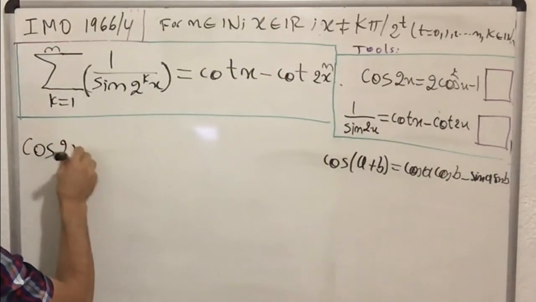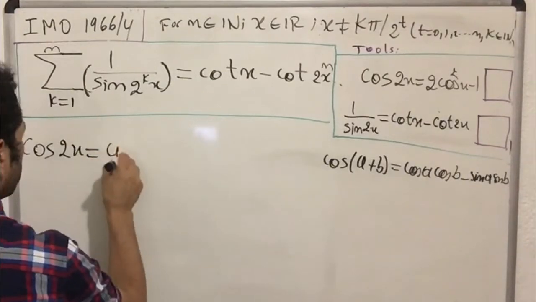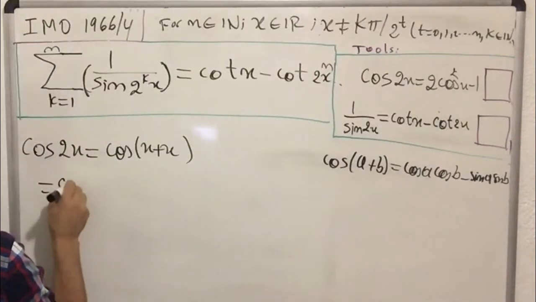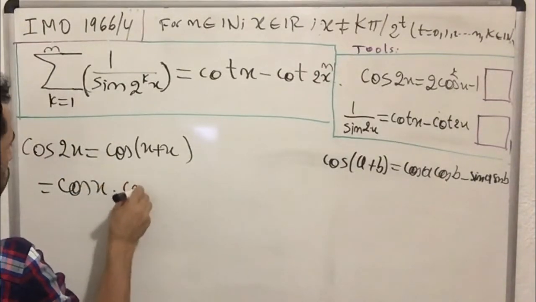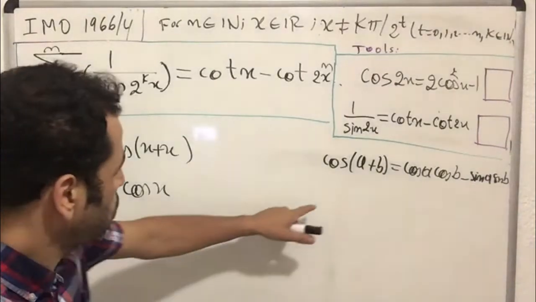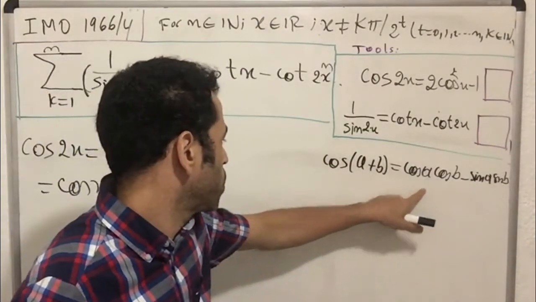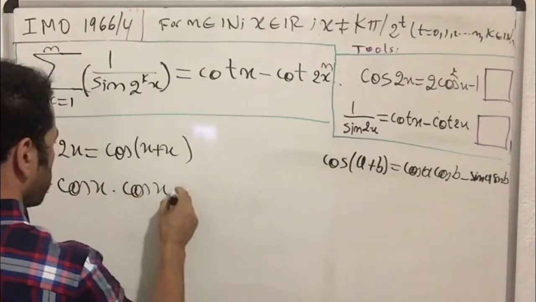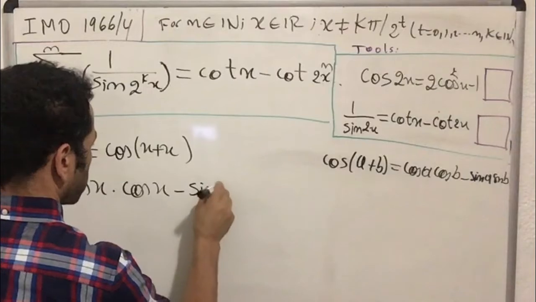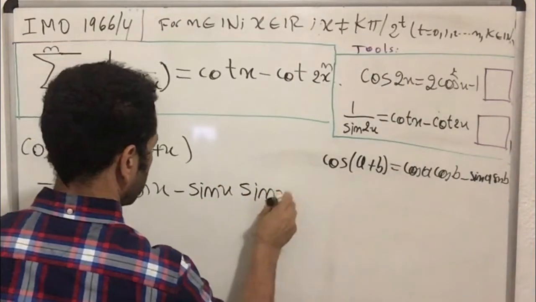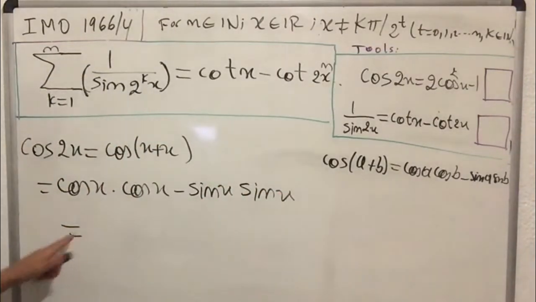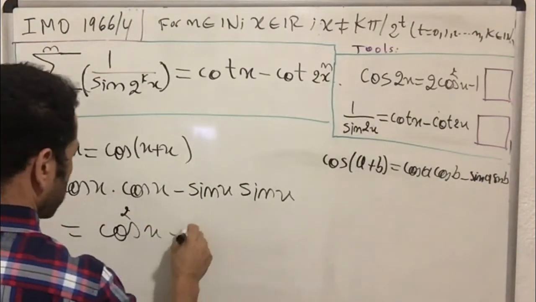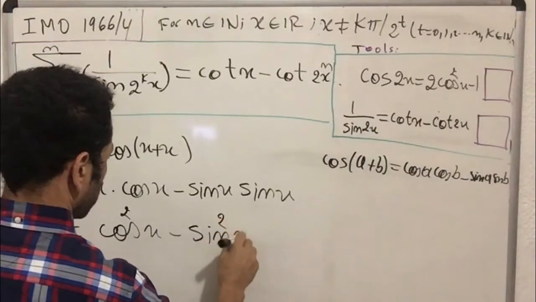So cosine 2x equal to cosine x plus x, which is cosine x multiplied by cosine x. I'm applying this one as you see it. Cosine x multiplied by cosine x minus sine x multiplied by sine x. This one is a cosine square, this one minus sine square.